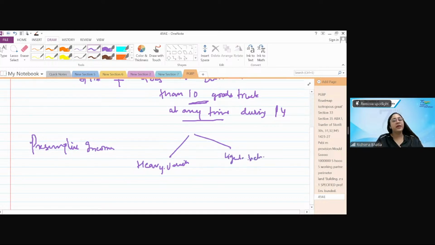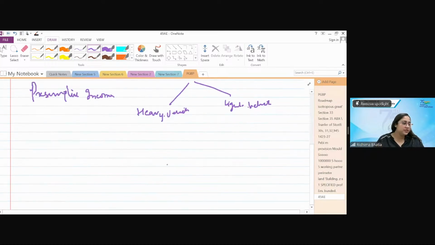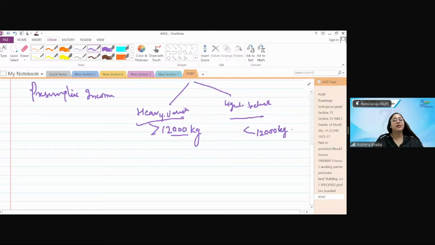ठीक है. अब heavy vehicles जो होंगी या other than heavy vehicles होंगी, how would I define heavy vehicles and light vehicles? So heavy vehicle is someone जिसका capacity is more than 12,000 kilograms. And 1,000 kilogram is 1 ton. This is basic measurements, okay? More than 12,000 kilograms, वो heavy vehicle होगा. जो less than 12,000 kilograms होगा, जिसका weight carrying capacity, that is light vehicle.